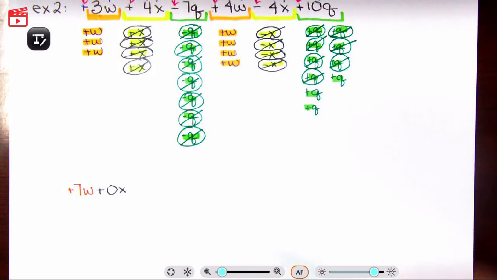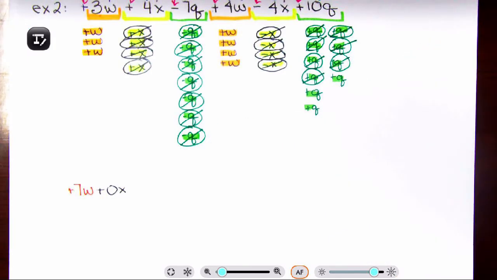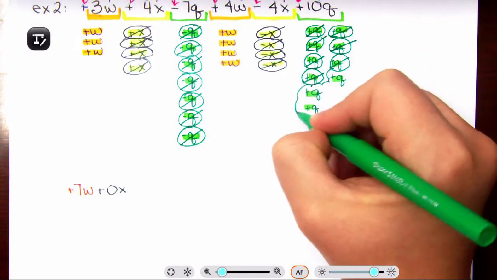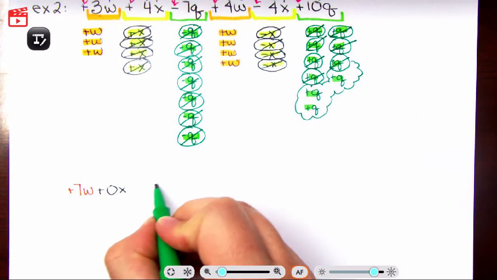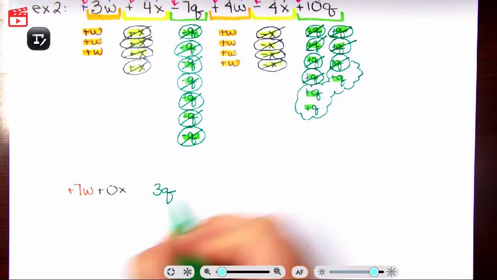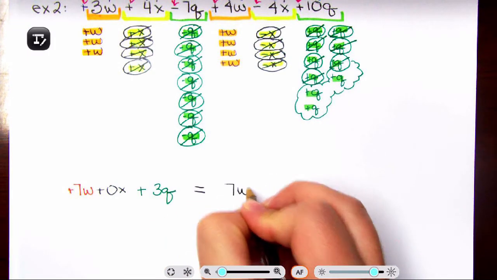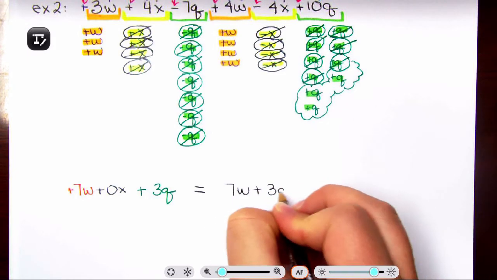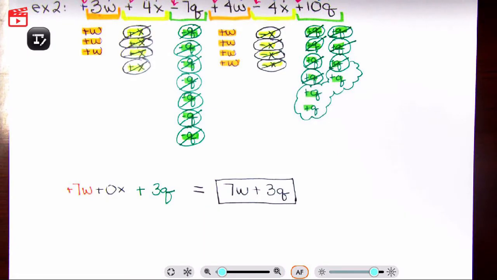I don't have any minus Q, so I don't have any negatives. This is all crossed out. However, I do have these three Q's. 1, 2, 3. So I have 3 Q's. And what's the sign in front of them? They are positive. So when you are simplifying an expression or combining like terms, you want to know what your final answer is. So your final answer is 7 W's and 3 Q's after you have combined like terms.